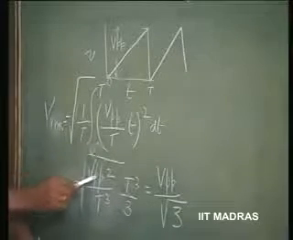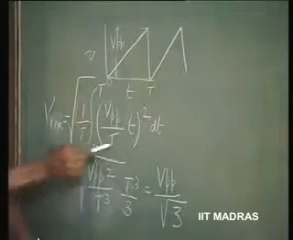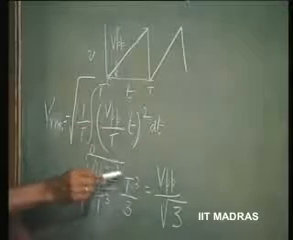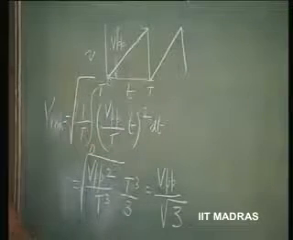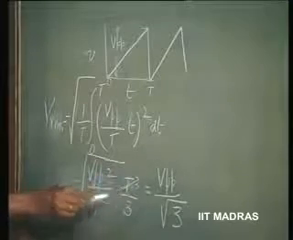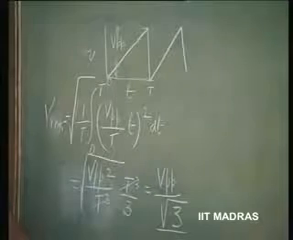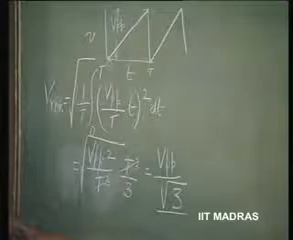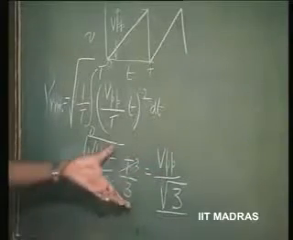Integrating, VPP squared comes out, 1 over T cubed comes out, and the integral of T squared is T cubed by 3. Substituting the limits, it is T cubed by 3, so this gets cancelled with this, and we get VPP by root 3. This is the answer for the RMS value of any triangular waveform whose peak to peak value is given as V peak to peak.